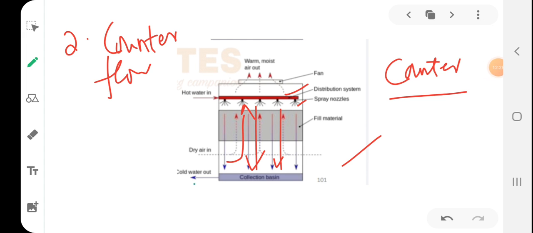So the air vertically flows upwards, counter to the water flow in the fill media. As a substitute, these towers use a pressurized spray system. Since it is not flowing based on gravity, these towers are using a pressurized spray system, usually pipe type. These are commonly used in air conditioning and refrigeration systems.